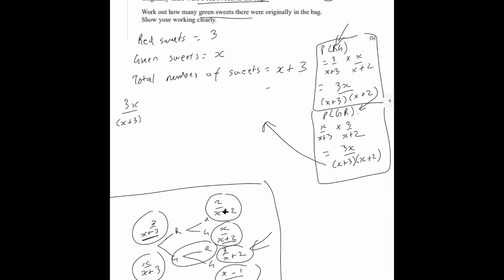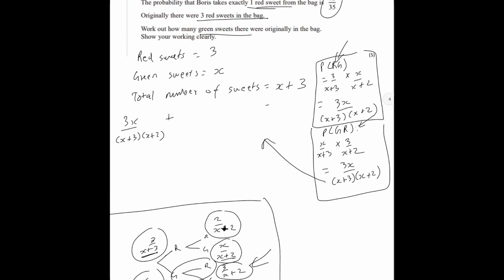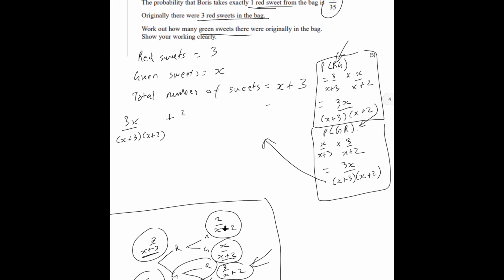So 3x by brackets x plus 3, we have to add them both up because the probability of getting exactly one red sweet, 3x divided by x plus 3 brackets x plus 2, is equal to 12 by 35. Now this portion, I'm not going to solve it now because this is all basic algebra. So all you need to do is to basically solve this algebra equation, because you can just simplify this. Since the denominators are the same, you can just be getting 6x divided by x plus 3 brackets x plus 2 is equal to 12 by 35.